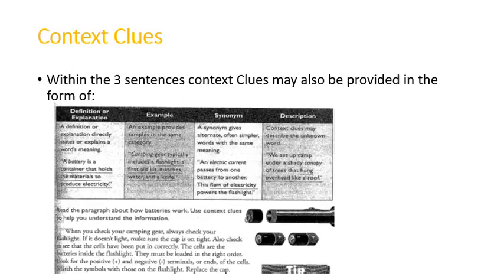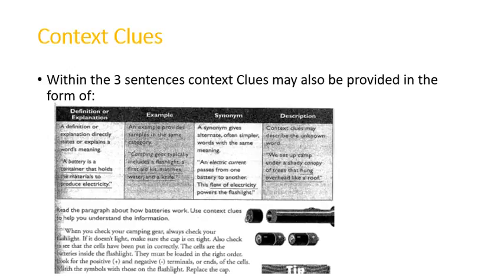For example, in the sentence, an electric current passes from one battery to another. And then in the next sentence, it goes on to say, this flow of electricity powers the flashlight. So the synonym for electric current is provided in the next sentence in the form of flow of electricity. And context clues can also be provided in the form of descriptions.